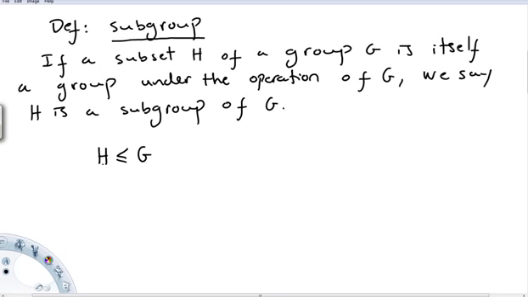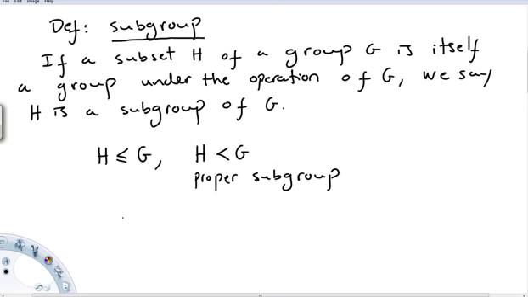Now, a set is a subset of itself. Okay, so H can be equal to G here. If you're considering a set that is a proper subset of G, meaning that H is not equal to G, so we say H is a subgroup of G, and we write this way. Okay, this one is called a proper subgroup. Proper subgroup. Okay.